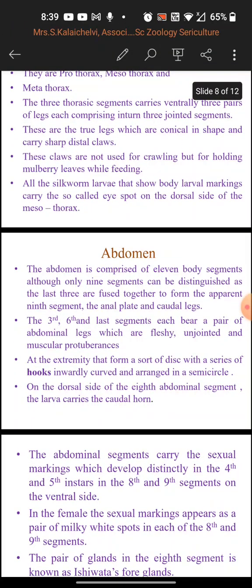The 3rd and 6th last segments each bear a pair of abdominal legs, which are fleshy, unjointed, and muscular protuberances at the extremity that form a sort of disc with a series of hooks inwardly curved and arranged in a semicircle. On the dorsal side of the 8th abdominal segment, the larva carries the caudal horn.